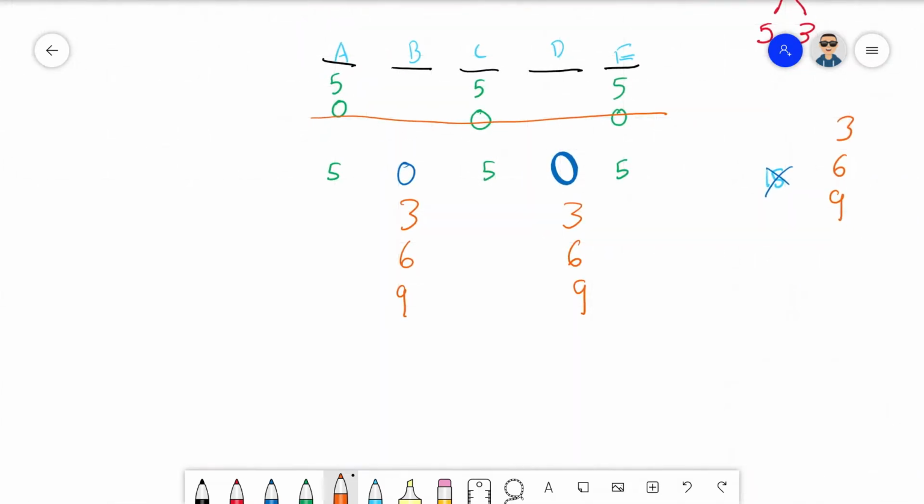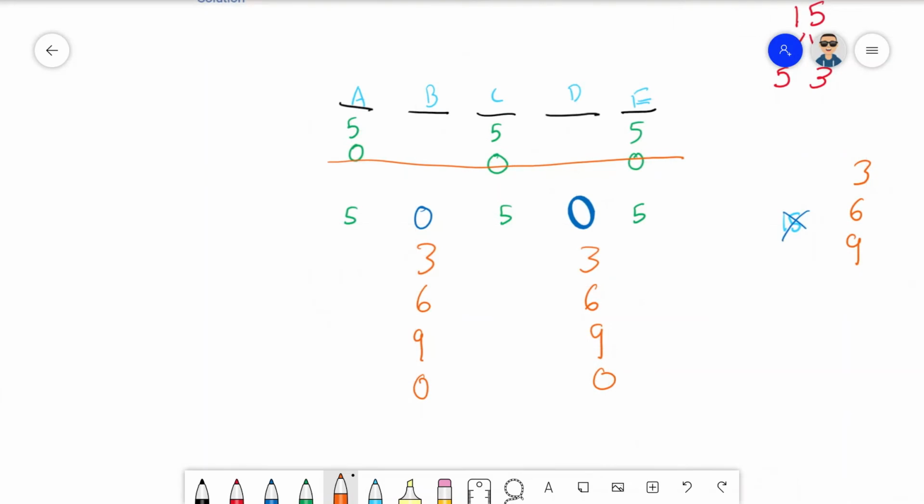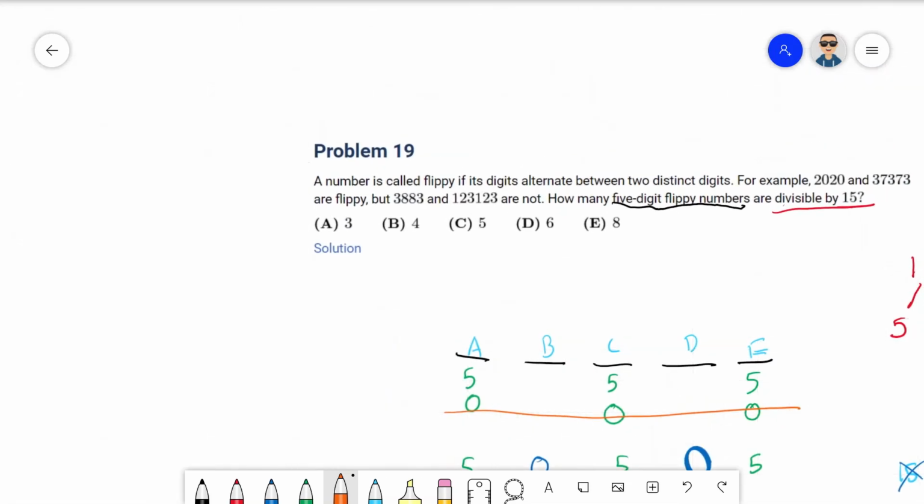So these are options, but there's one more option that we've missed, and that's 0 and 0. If you put 0 and 0 here, the sum would just be 5 plus 5 plus 5, which is 15, and 15 is divisible by 3. So here you have 4 options, 5, 5, and 5 with 3, 6, 9, or 0. So that gives you 4 5-digit numbers that are flippy.